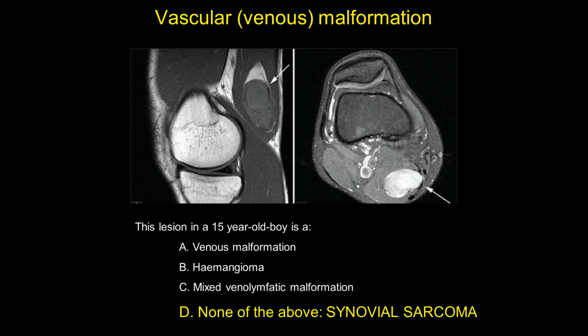So there is no septi, there's no phleboliths, there's no flow voids. It's a lesion close to the joint but not in the joint, and then we always have to keep synovial sarcoma in the back of our minds. Also know that this is the 3rd most common MSK tumor in children after osteosarcoma and Ewing sarcoma, so it's not so rare.